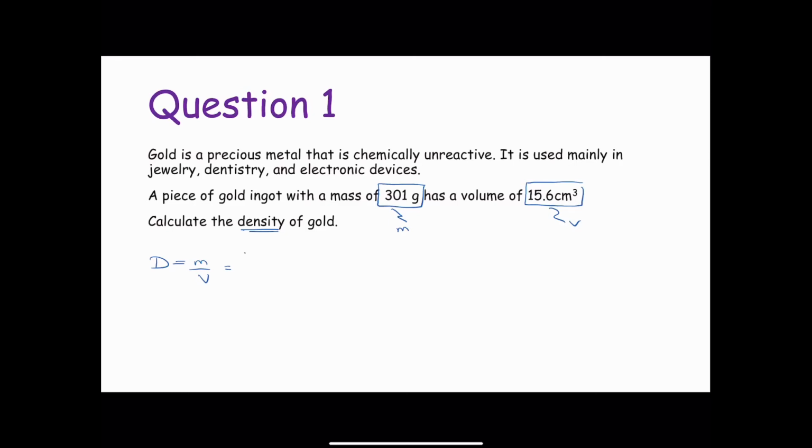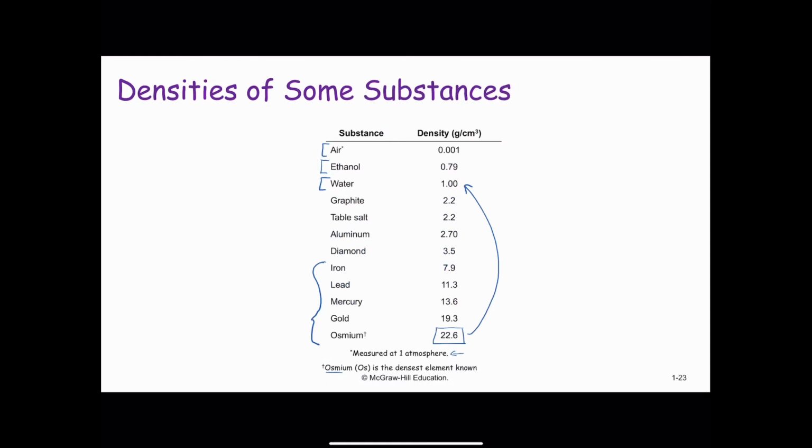So density is going to be equal to 301 grams divided by 15.6 centimeters cubed. And when I punch that into my calculator, I get 19.3 grams per centimeter cubed. That's the density of my gold ingot. And if you go back to the previous slide, if you look at the density of gold, what do you know? It's 19.3 grams per centimeter cubed, so our answer seems pretty reasonable to me.